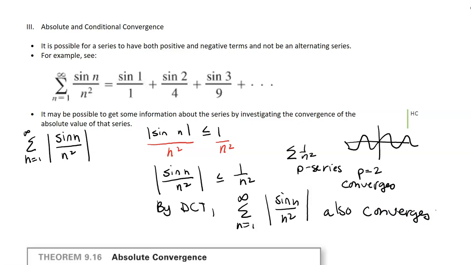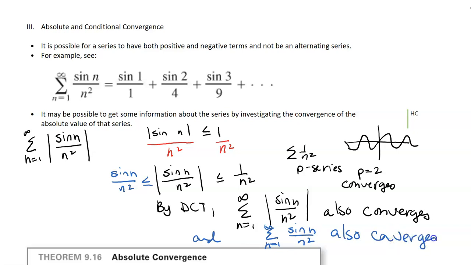Okay, well, we also know that because this absolute value is positive, that's always going to be greater than or equal to the sine of n over n squared. So you can look at the direct comparison test again, and since you know that this one converges and is larger than this one, that would also tell you that the sum from 1 to infinity of sine of n over n squared also converges. So we've effectively just used the direct comparison test twice. Well, this is a special type of convergence.